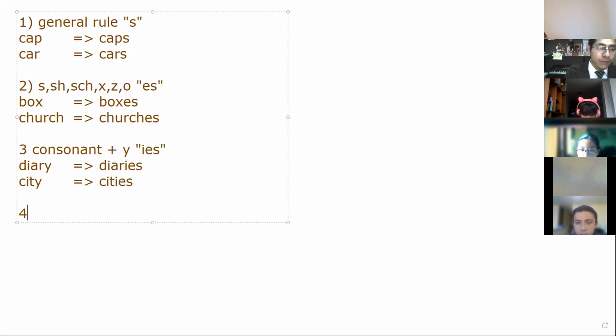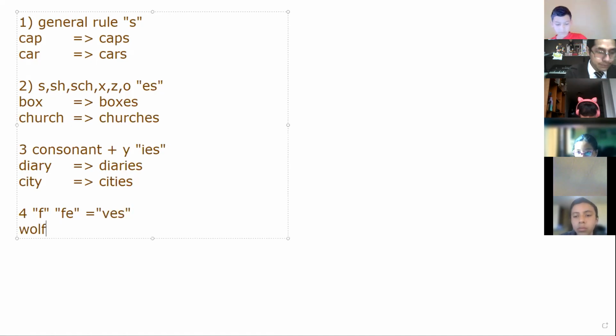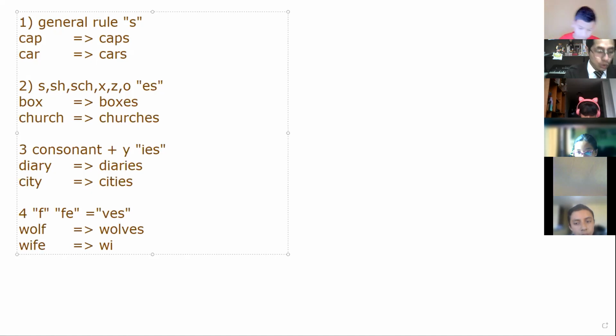What's the rule number 4? In the rule number 4, when you have words that end in F or in F plus E, instead of that, you have to add the letter V plus ES. For example, wolf, wolves, or like wife, wives. Okay, now, do we have another rule?